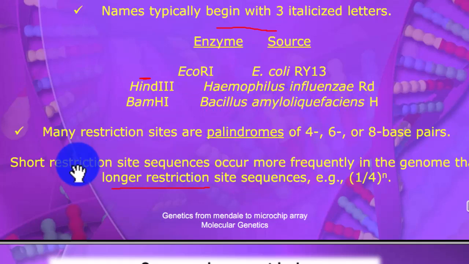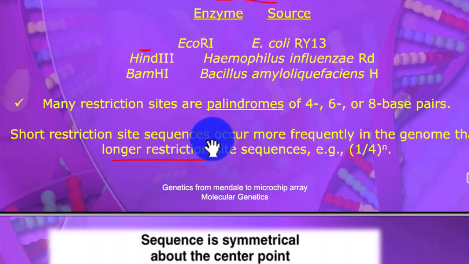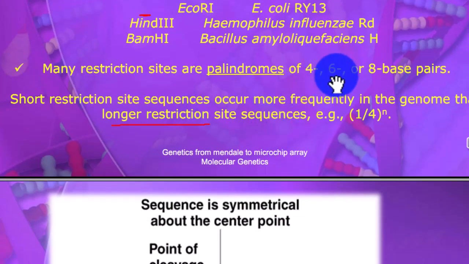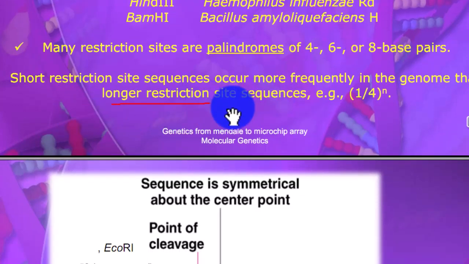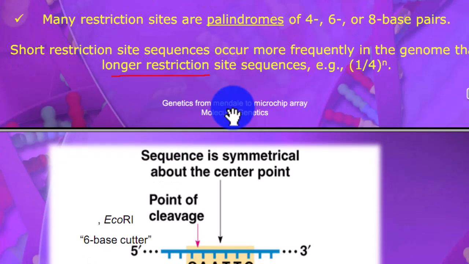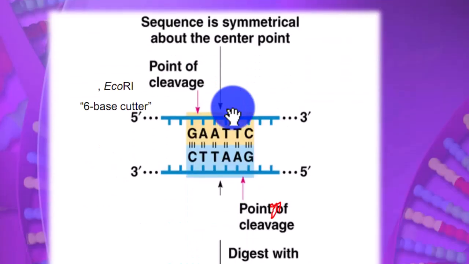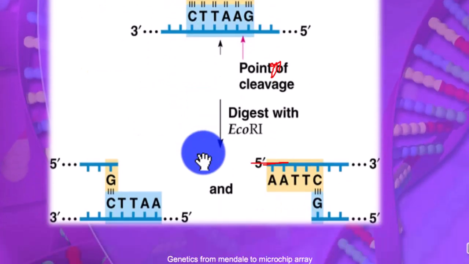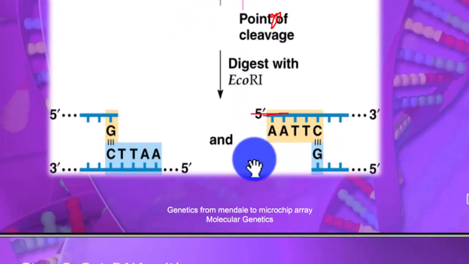amyloliquefaciens H. Many restriction sites are palindromes, 4, 6, or 8 base pairs. Short restriction site sequences occur more frequently in the genome than longer restriction site sequences. The sequence is symmetrical about the center, the point of cleavage. Here is the digest of EcoR1.